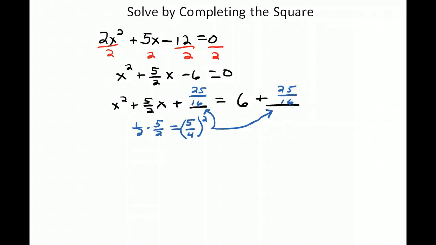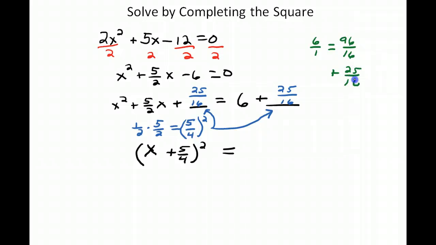Alright, on the left side we're going to factor, and it's when I do my backwards FOIL and I say what numbers multiply to give me 25 over 16 and add to give me 5 halves, the answer is 5 fourths. So I get x plus 5 fourths quantity squared equals, okay, now over here I'm going to have to do this addition, so I'm going to kind of come up in the corner here. 6 over 1 is the same as 96 over 16. And if I add that to 25 sixteenths, I'm going to get 121 sixteenths. So that's what all of this is going to simplify to.